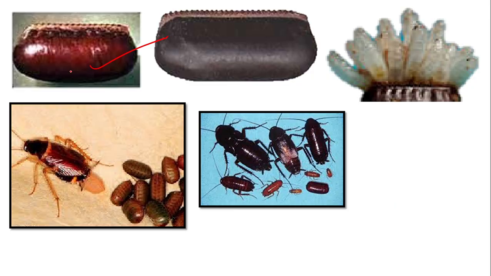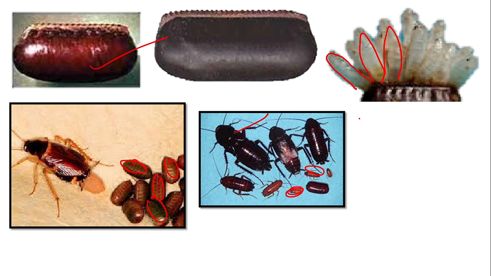Here you can see this is the structure of ootheca. See here, how many ootheca. These are nothing but the oothecas. Here you can see adult cockroaches there. Then these are the nymphs. These are the nymphs. See इधर देखो ये कितना सुंदर लग रहा है यहाँ से nymph. These are nothing but your nymphs.